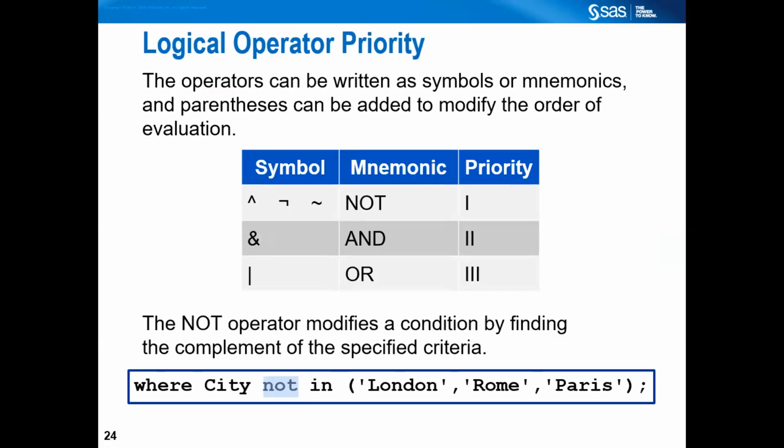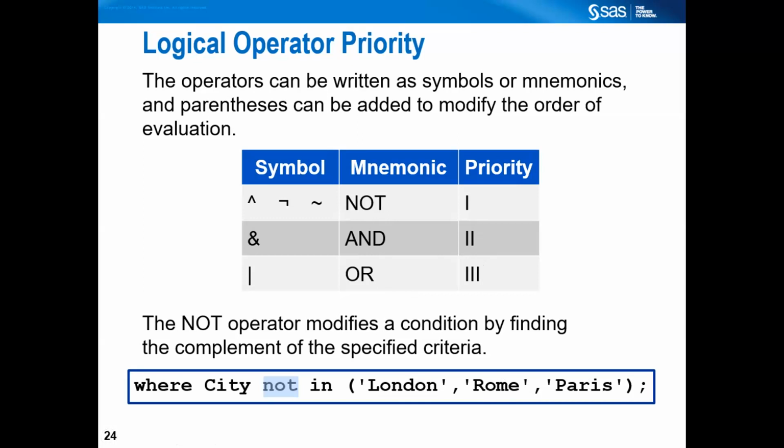You also have the logical operator not in. When you write where city is not in the list, it will select all those cities which are not London, Rome, and Paris. Understood? And wherever you write like this, the first priority will be given to not, then in and or. Got it?